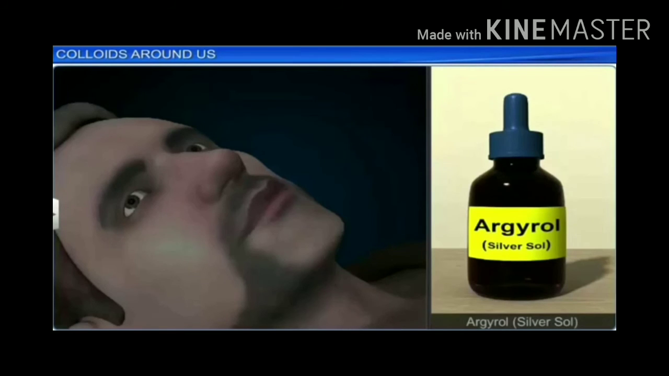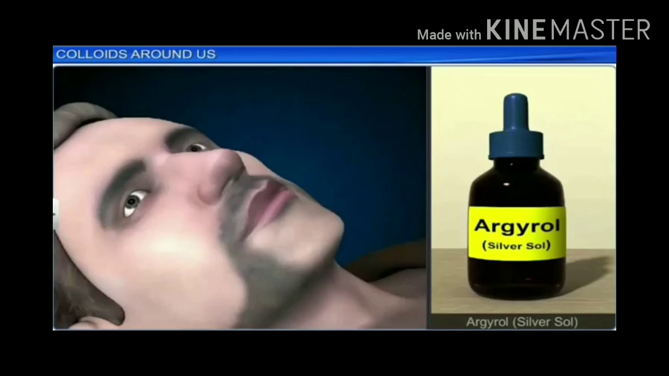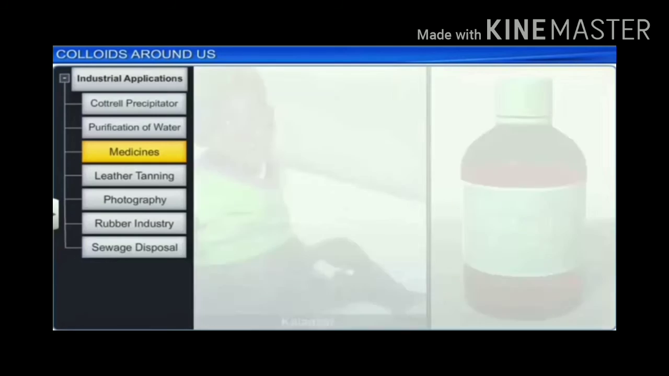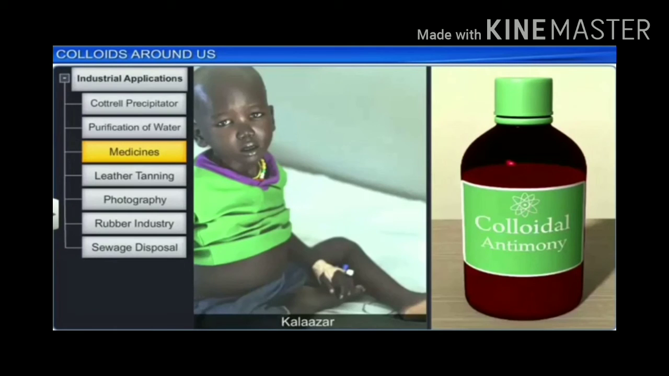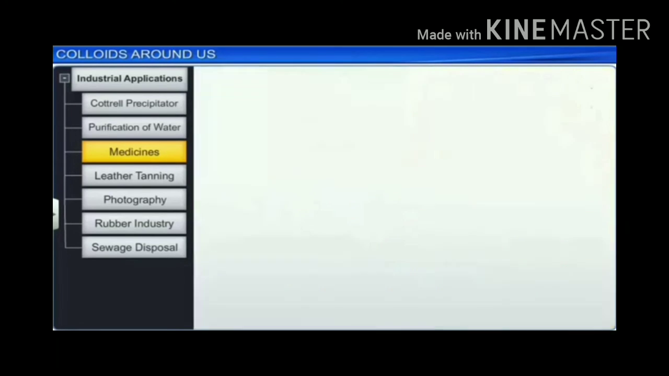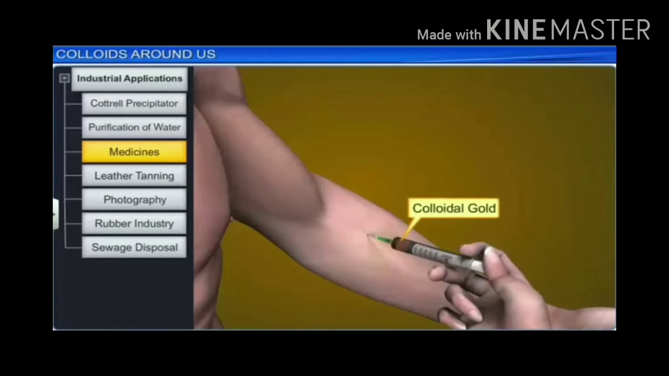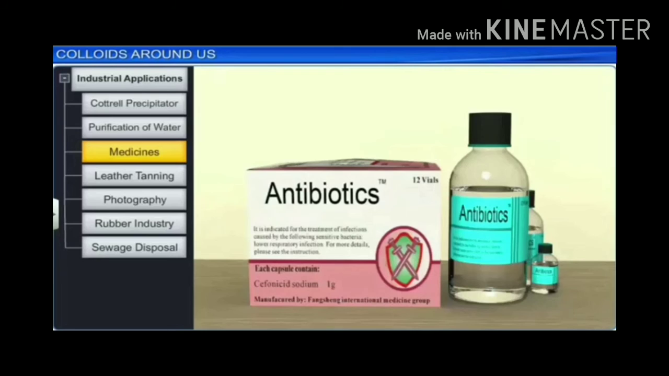Some important salts that are commonly used as medicines are argyrol, a silver metal sol used as an eye lotion, colloidal antimony used for curing kala-azar, and colloidal gold used for intramuscular injections. It is important to note that antibiotics are usually injected into the body in colloidal form.